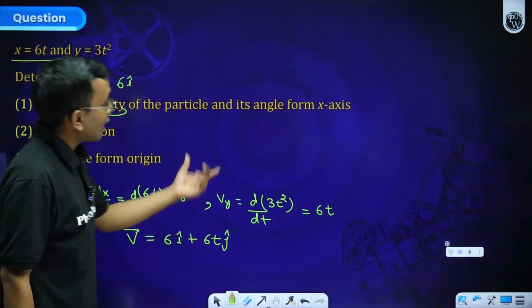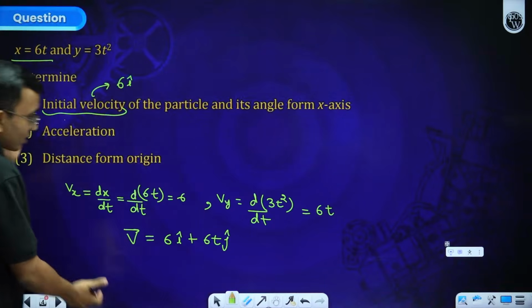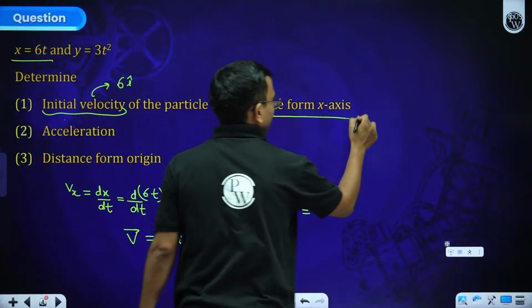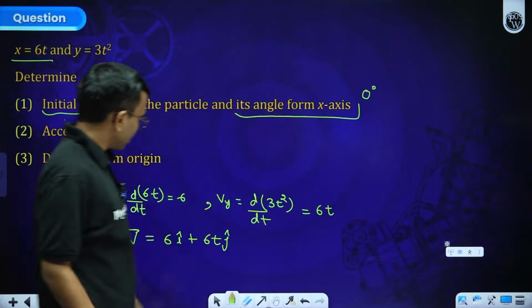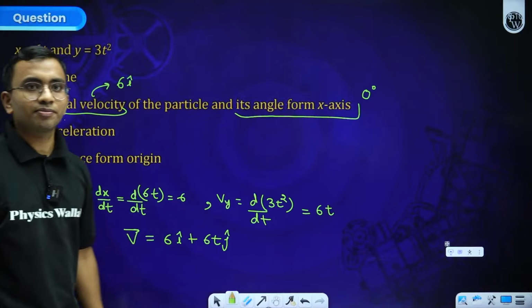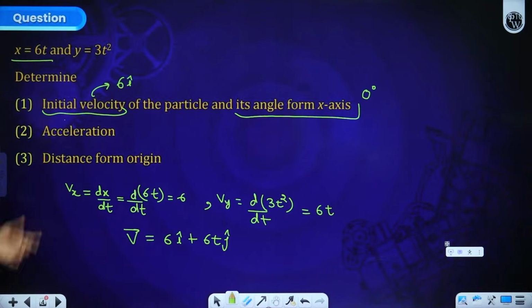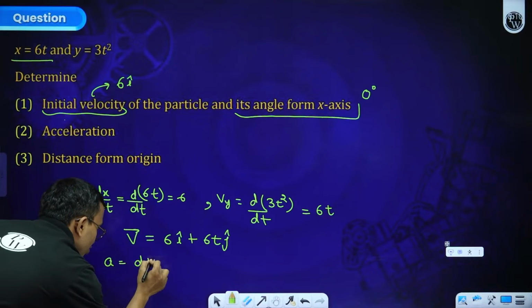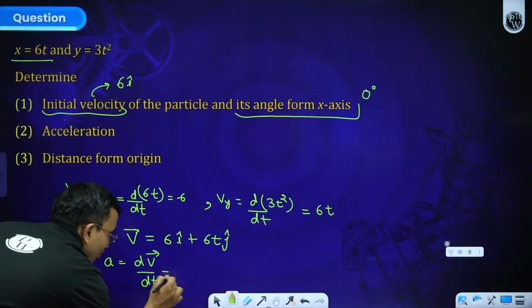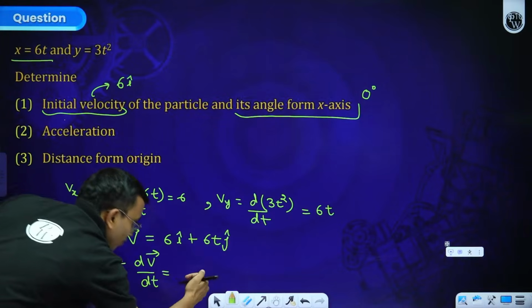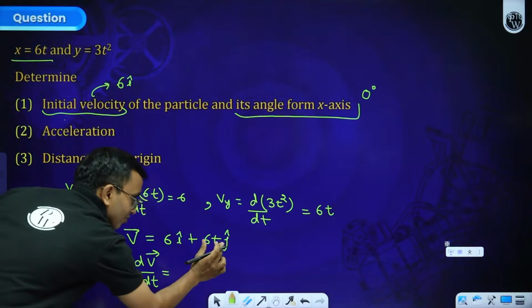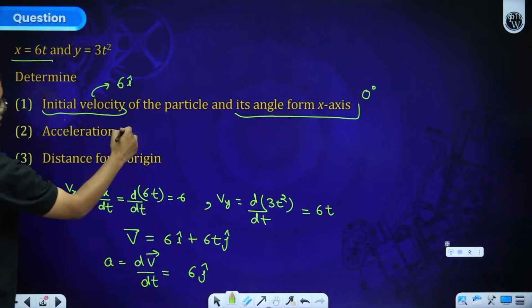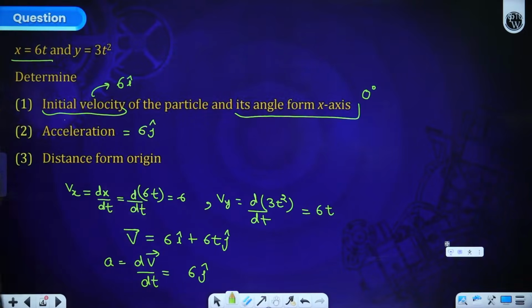Okay, so initial velocity becomes 6 i cap. Then angle from the x-axis. What is the angle from the x-axis of 6 i cap? 0 degree, because it is along x-axis initially. Okay, next acceleration. I need acceleration. You just differentiate it. When you differentiate, 6 differentiation is 0. So 0 i cap plus 6t differentiation will be 6. So it is 6 j cap. Acceleration comes out to be 6 j cap.